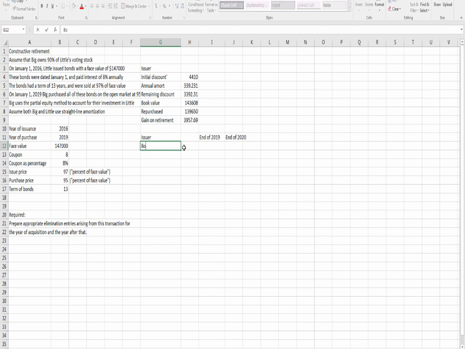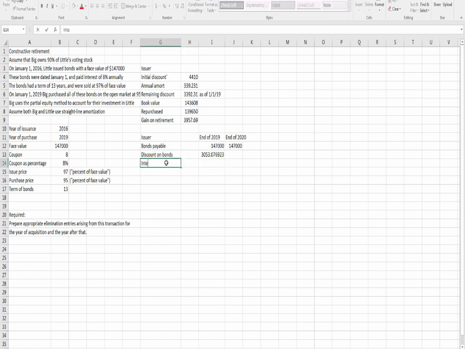Okay, the issuer has bonds payable, and the face value doesn't change. Bonds payable, $147,000. The discount on bonds. Now here's where you need to be careful and where the acquisition date becomes very important. This remaining discount of $3,392.31, that was as of 1/1/19. It is now 12/31/19. So that remaining discount has been decreased by another year's worth of amortization.